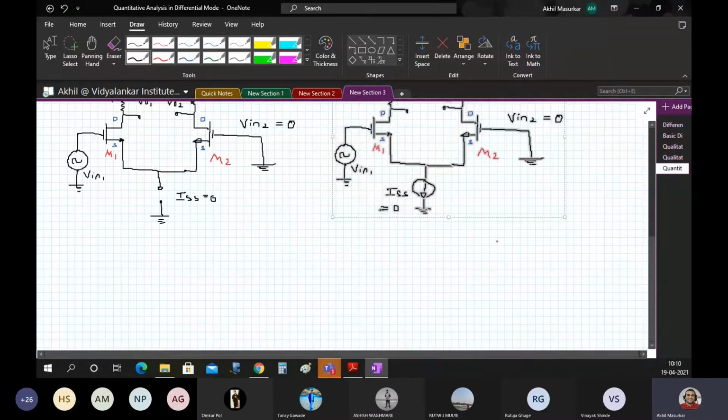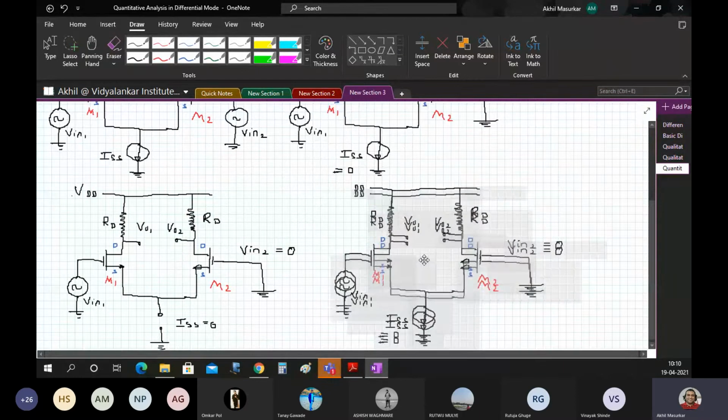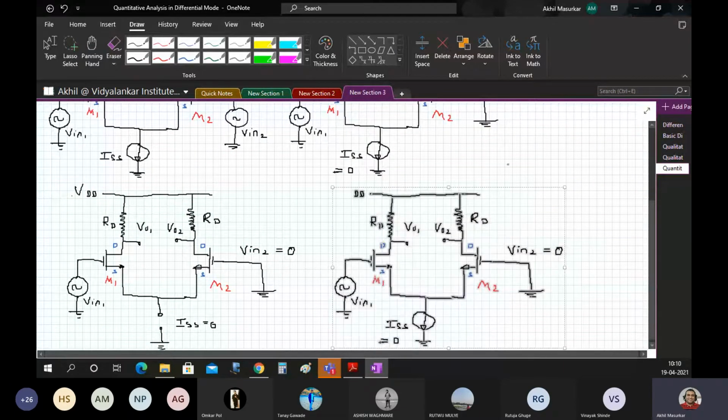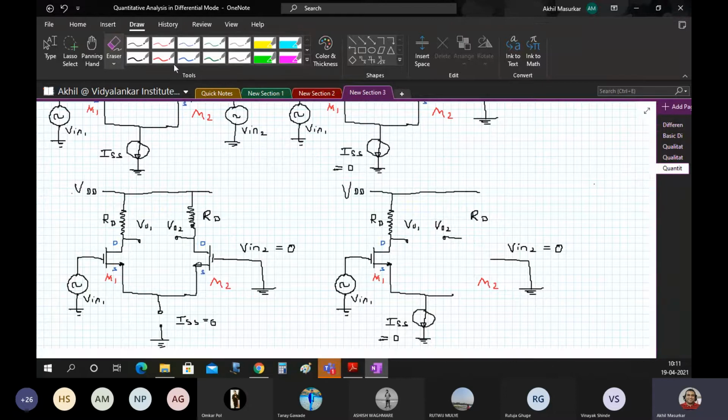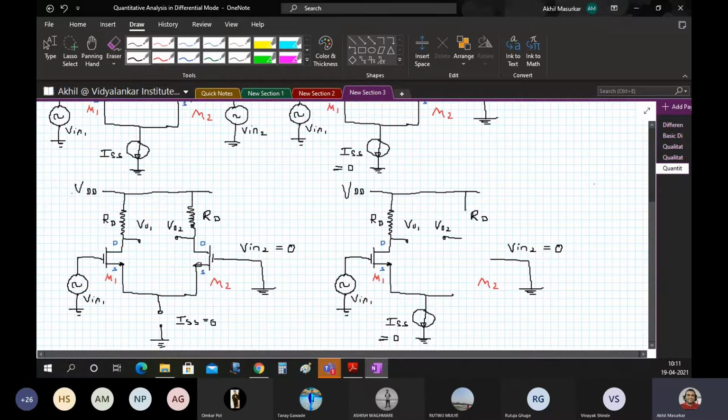And if we see furthermore, we can do like this, that is, this M2 I can replace it by its AC equivalent. So see here, what am I doing? Just for analysis sake, this RD is as it is. So I am replacing it by the T model of the MOSFET.